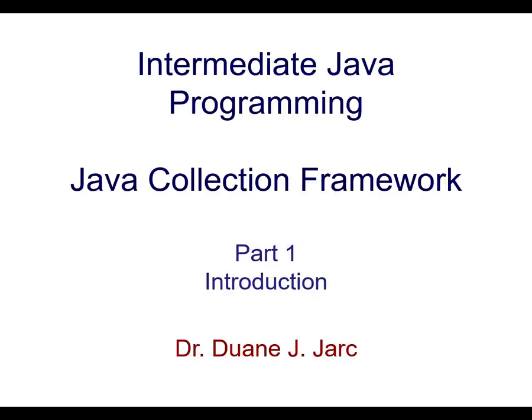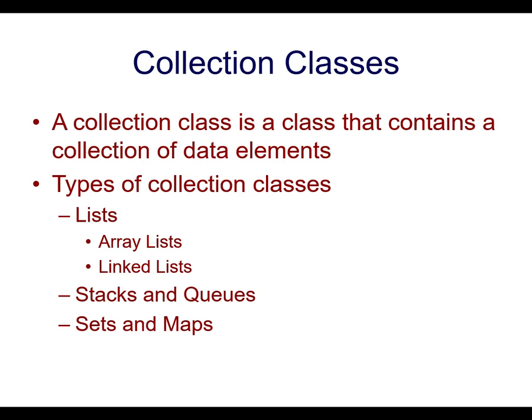In the first part of this video on the Java Collection Framework, we will begin with an overview of the classes and interfaces it contains, and then discuss methods common to most of its classes. In this part, we will provide one example that makes use of the linked list class and another that illustrates the use of iterators. We begin with a discussion of collection classes.